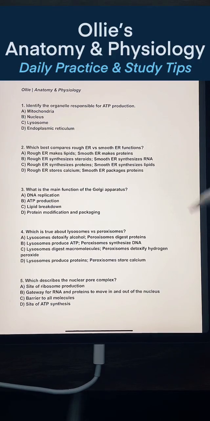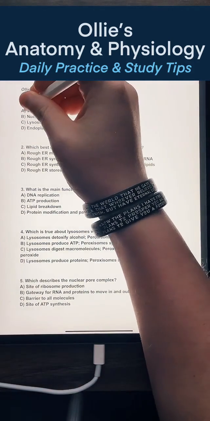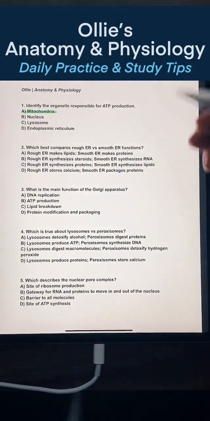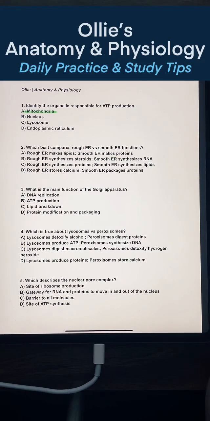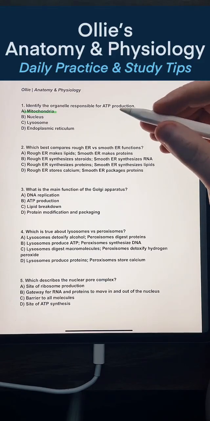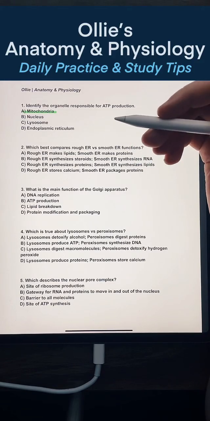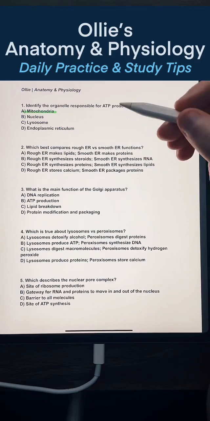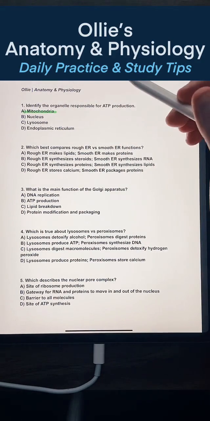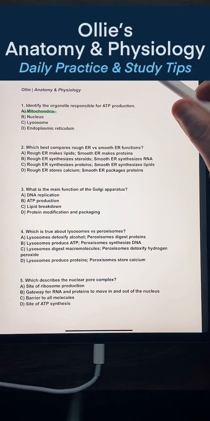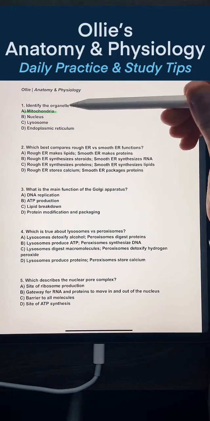Number 1, the answer is A. A lot of you put A. That is awesome. The mitochondria, which pretty much everyone knows is the powerhouse of the cell. Essentially what mitochondria does, it has oxidative phosphorylation, which is going to generate most of the ATP. And then we'll move on to number 2, which best compares our rough ER and our smooth ER functions.